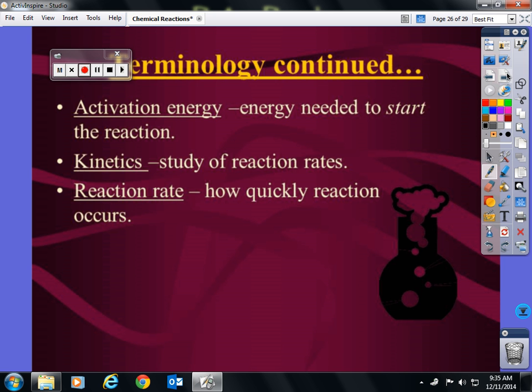Think about lighting a match. It happens very quickly, but a bike rusting happens over a long period of time. It's very slow. Reaction rate is how quickly or slowly a reaction occurs.